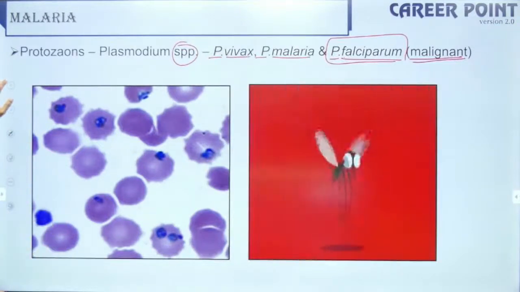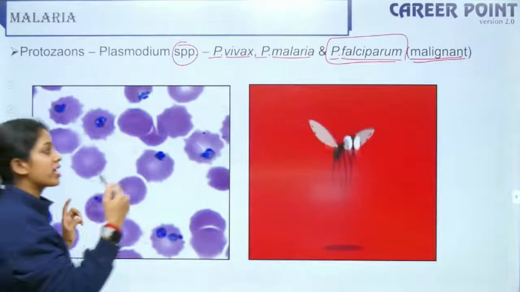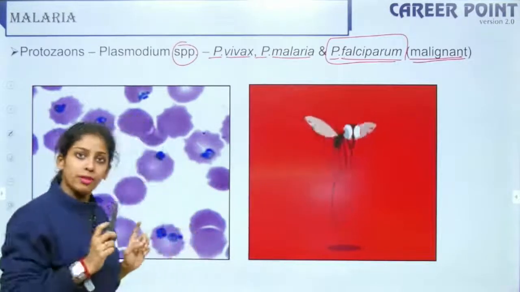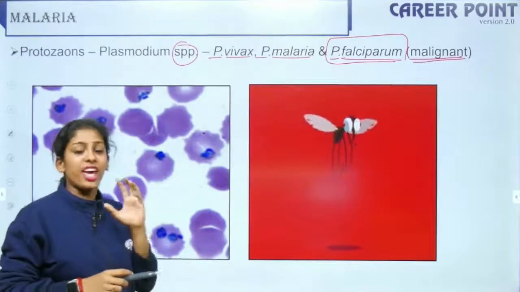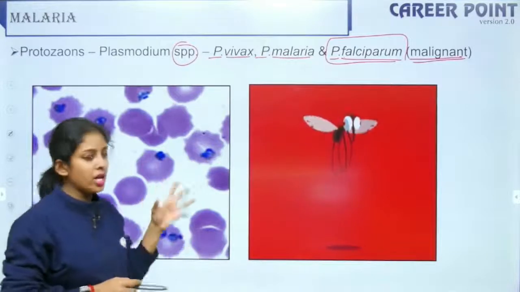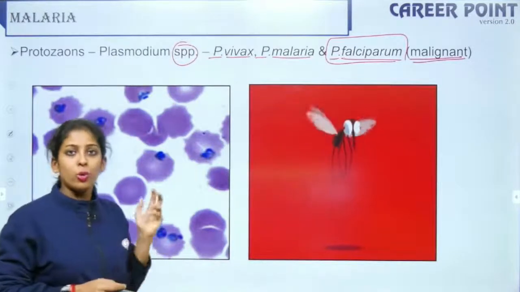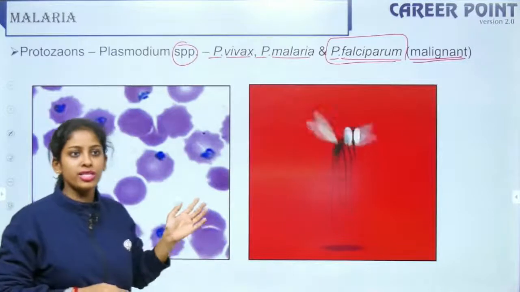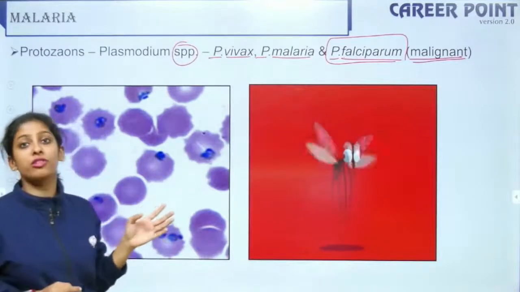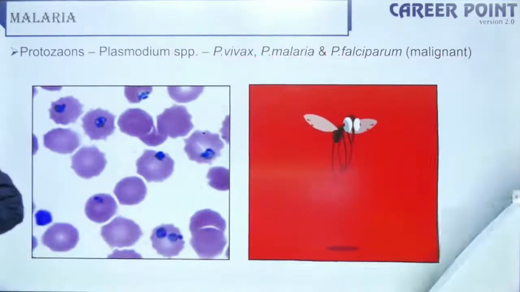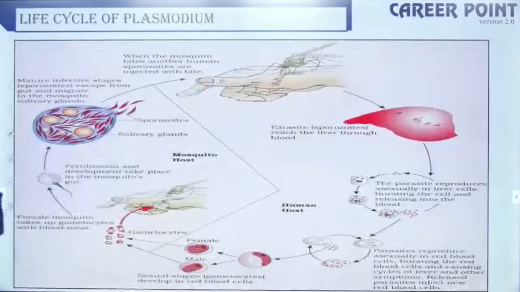Okay, so here we move forward. So here the vector is a mosquito, right? The causative agent is Plasmodium, but the vector here is again a mosquito. So who is the mosquito here? So we usually say female Anopheles mosquito, the favorite of all among us, right? So we are going to talk about the life cycle of your Plasmodium.